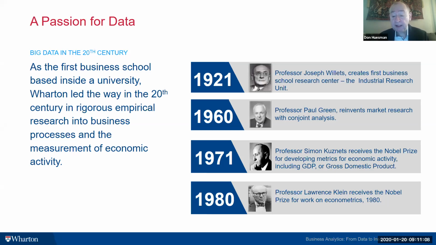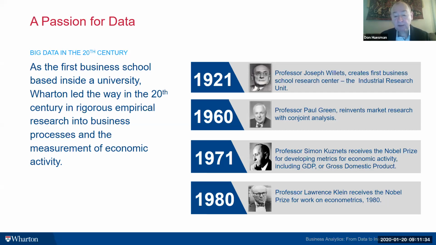Professor Lawrence Klein joined Professor Kuznets in receiving the Nobel Prize for work on econometrics in the 1980s, where the work that was done to collect data informed models that were then used to predict activities that might result as a result of changes, let's say, in tax policy or fiscal policy at the governmental level.